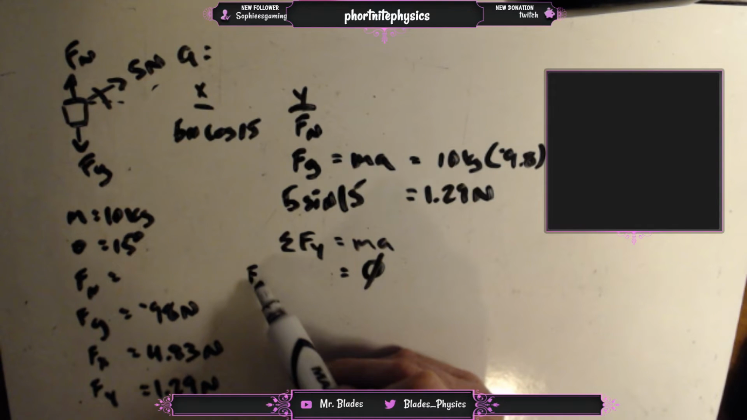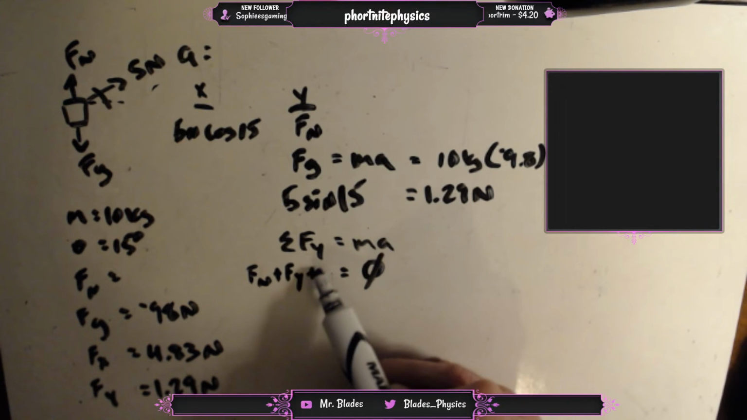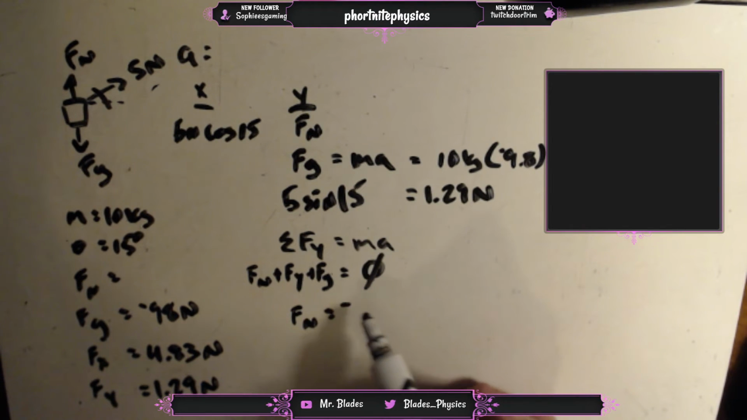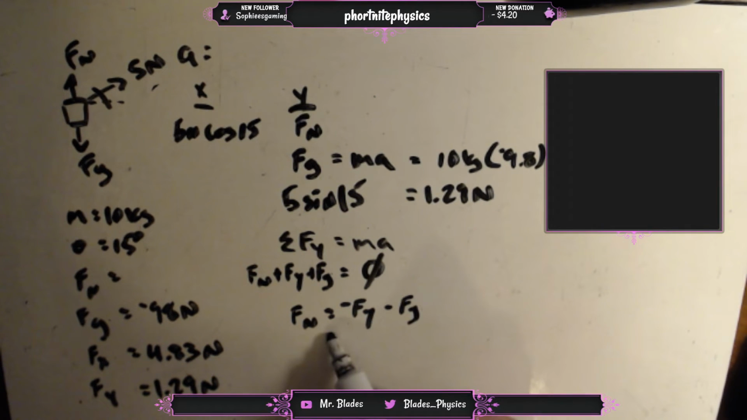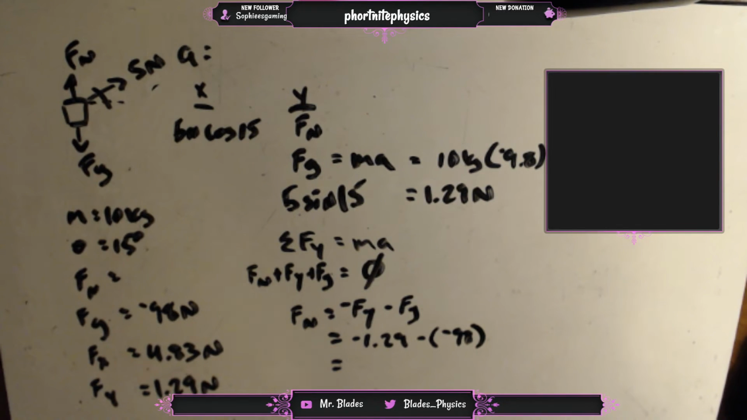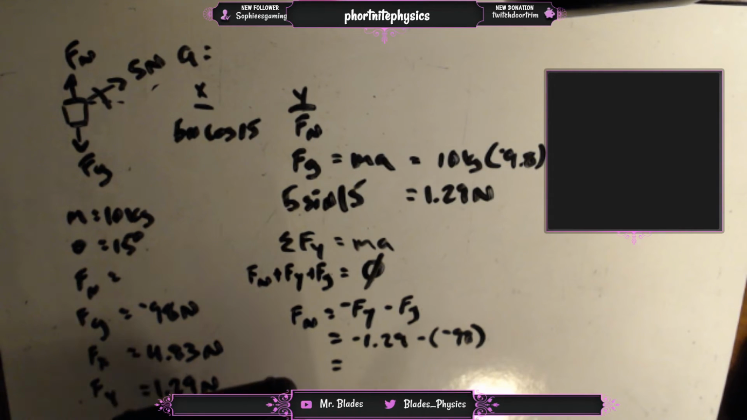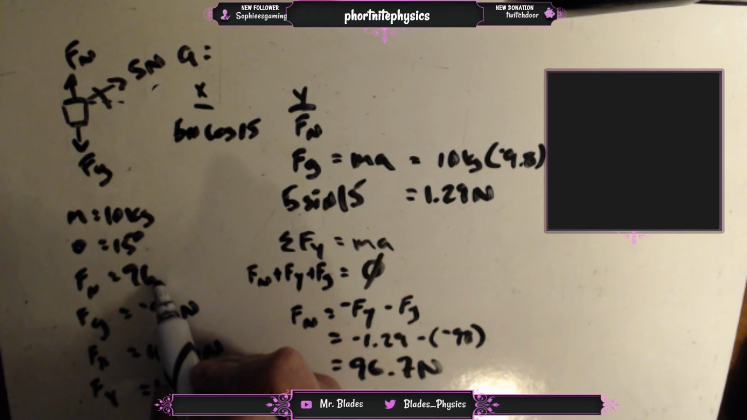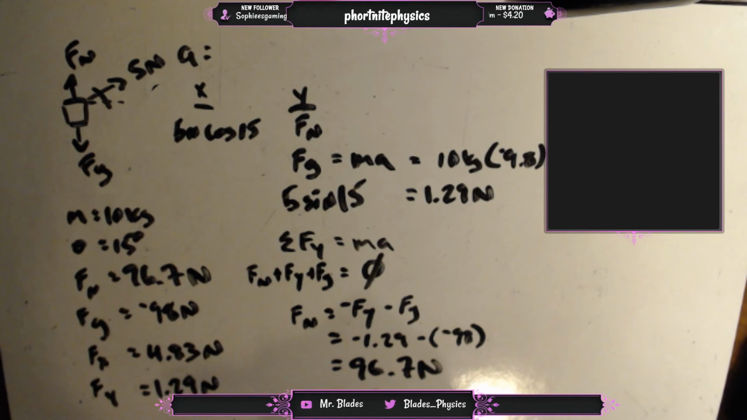And that includes our normal force plus our force of y and plus our Fg. Now we already know Fy and Fg, so we can plug in our numbers. Fn equals negative Fy minus Fg, or negative 1.29 minus a negative 98. So 98 minus 1.29 gives us a normal force of 96.7 newtons. Okay? Normal force of 96.7 newtons. That's what it takes to balance out everything in this problem.